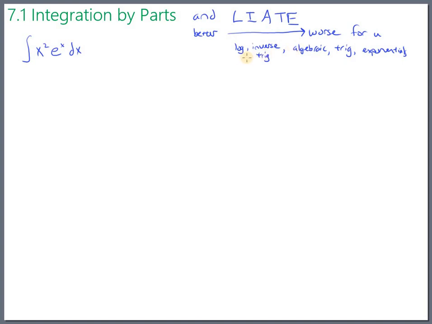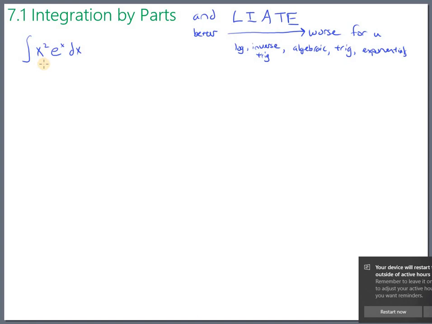So let's take a look at this problem over here, integrating x squared e to the x dx. So you look at that, you've got to pick something to be u and something to be dv. And we know the worst choice for u is an exponential. So let's let x squared be the u, and let's let the exponential and the dx be dv. So before we get started on this, let's set up our u and our dv.